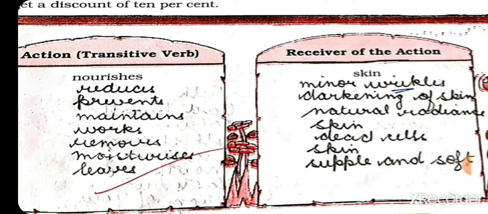So students, find out from this paragraph the action, or we can say the transitive verb, and then find out the receiver of the action. For example, first one: it nourishes your skin. Nourishes, its action. Receiver, skin. It reduces minor wrinkles. Reduces, action, and receiver, minor wrinkles. Moisturizes what? The skin. Okay, students? Like this, students, try to complete this worksheet.